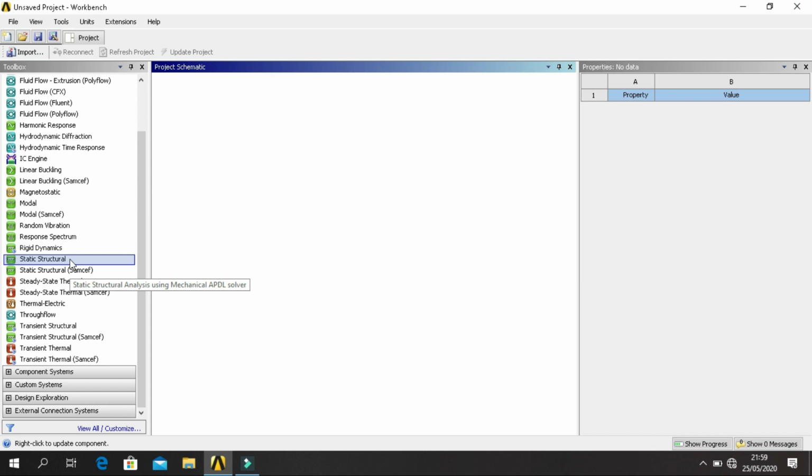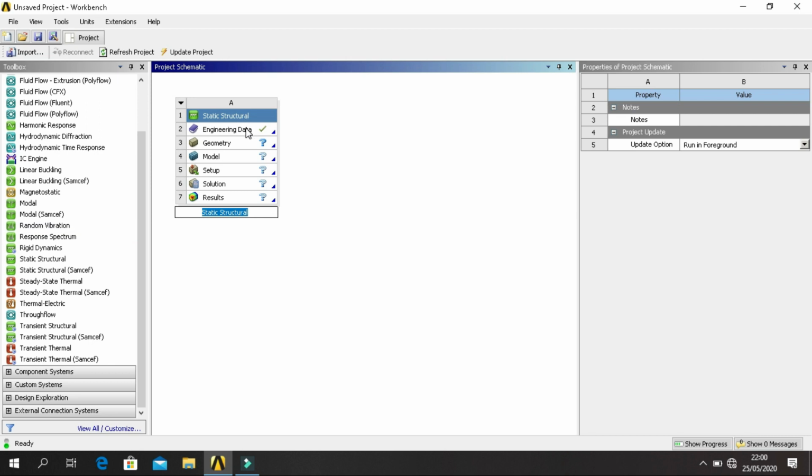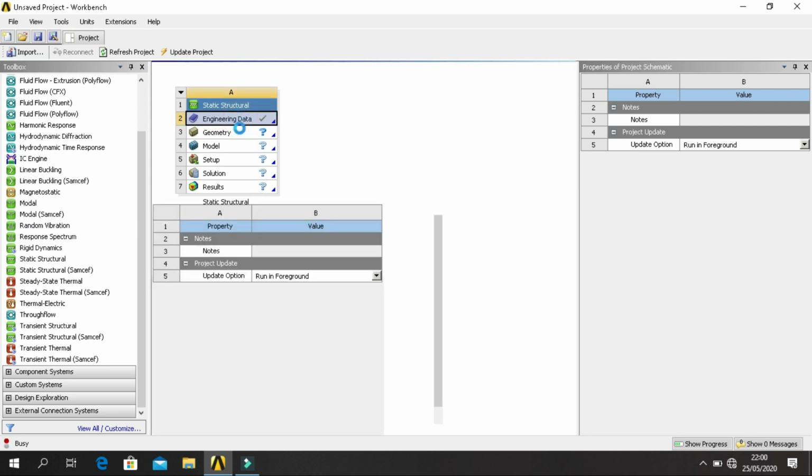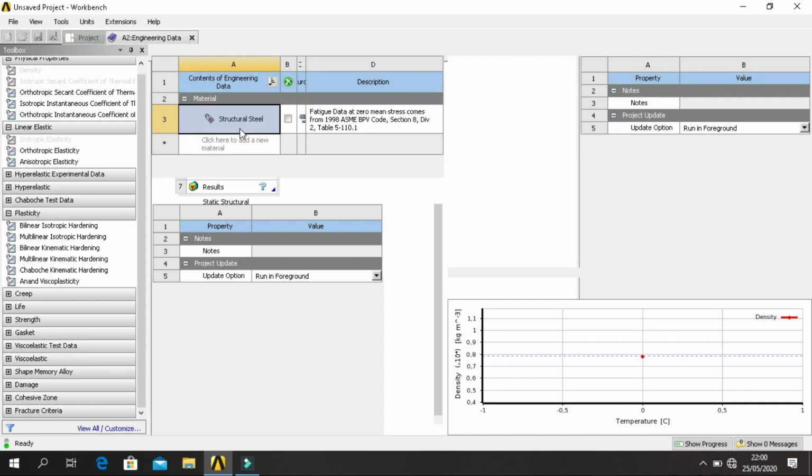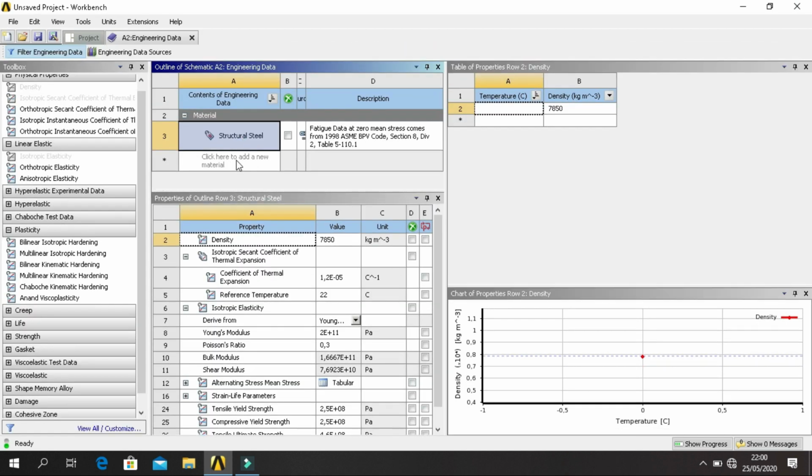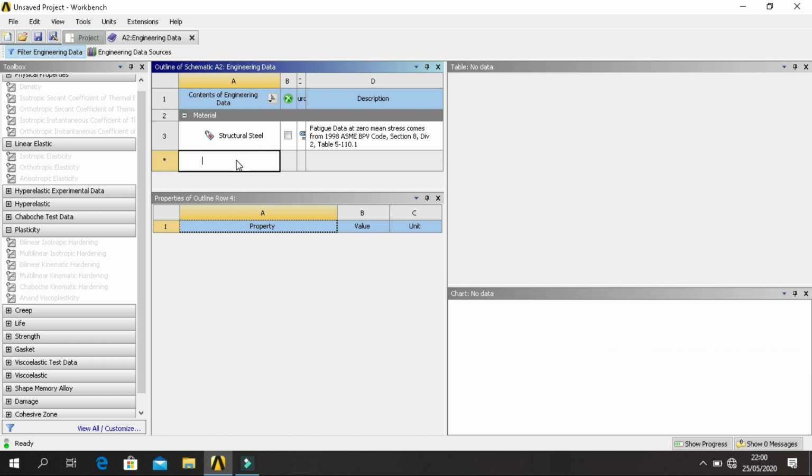Click on static structural. Add new material. We are using aluminum for the material.